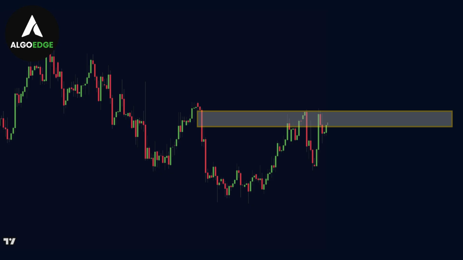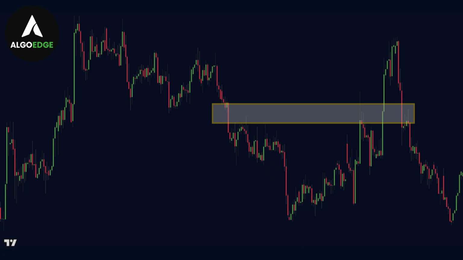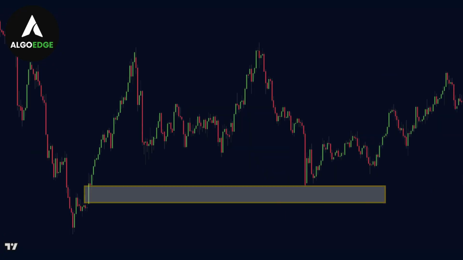Sellers regain control, and the market continues moving lower in the direction of the original trend. It's important to understand that an FVG is not a magical signal that guarantees a reversal. Of course, not every fair value gap works, which is why it's always best to combine them with other price action confirmations or technical analysis rather than trading them in isolation.